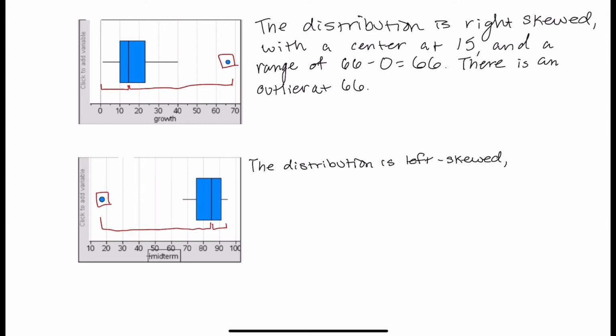Our center now is right in between 80 and 90. So we have a center at 85. We do have one outlier, that one dot. And I'd say it's about 15 or 16. Let's call it 15.